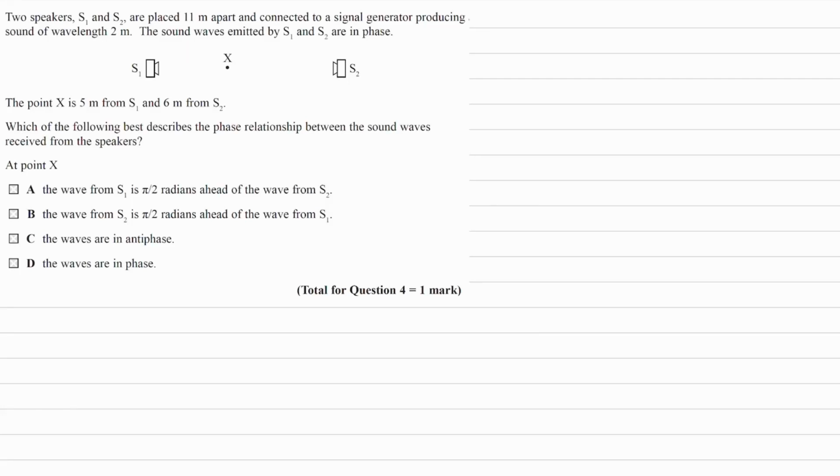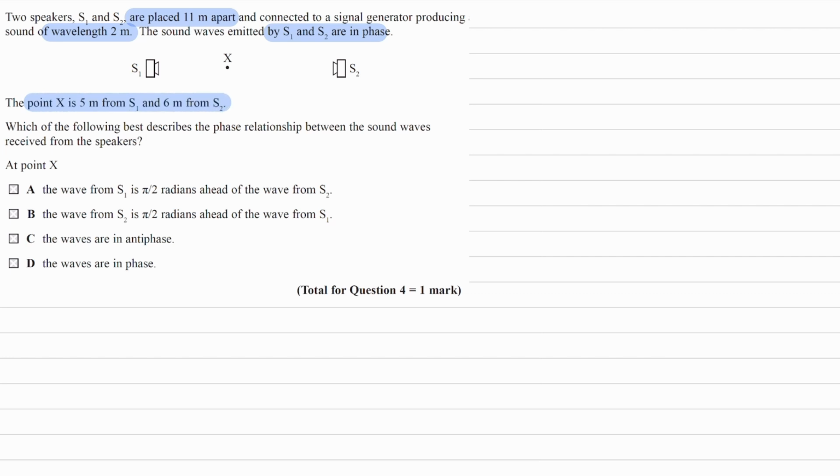Two speakers, S1 and S2, are placed 11 meters apart and are connected to a signal generator producing sound of wavelength 2 meters. The sound waves emitted by S1 and S2 are in phase. Point X is 5 meters from S1 and 6 meters from S2.